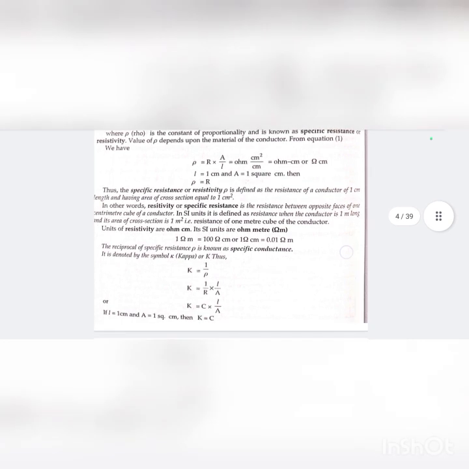Thus, the specific resistance or resistivity rho is defined as the resistance of a conductor of 1 centimeter length and having area of cross section equal to 1 centimeter square. In other words, resistivity or specific resistance is the resistance between opposite faces of a 1 centimeter cube of the conductor. In SI unit, it is defined as the resistance when the conductor is 1 meter long and its area of cross section is 1 meter square. That is the resistance of 1 meter cube of the conductor. Units of resistivity are ohm centimeter.